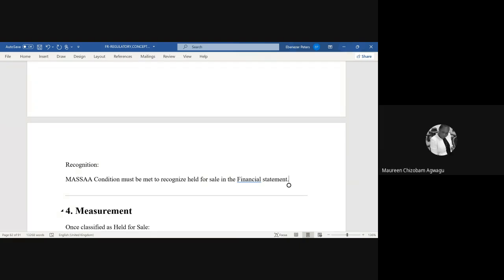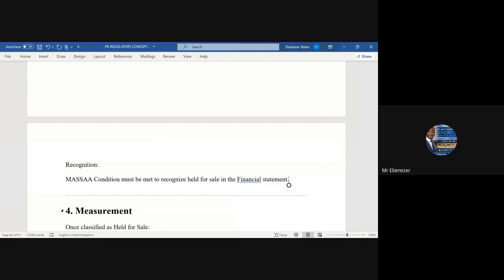My question is on the MASSA. During the exam, will I be penalized if I use MASS instead of MASSA, which is management commitment, active plan to locate buyers, asset available for immediate sale in its present condition, sale of asset expected to take place, and sale of asset highly probable? Well, if that is not easy to remember, please write it in full. But my advice would be that these 6 conditions must be met before you can recognize any asset as held for sale. Thank you, sir.